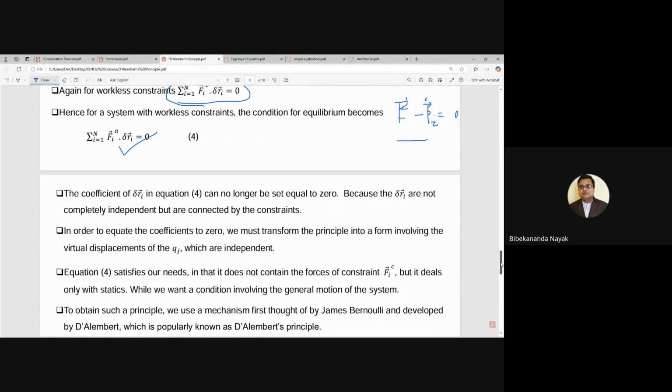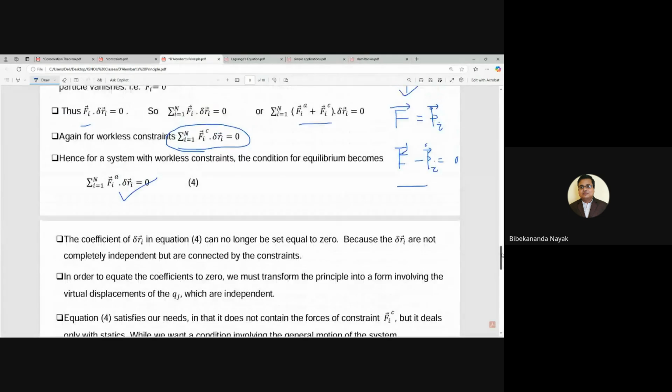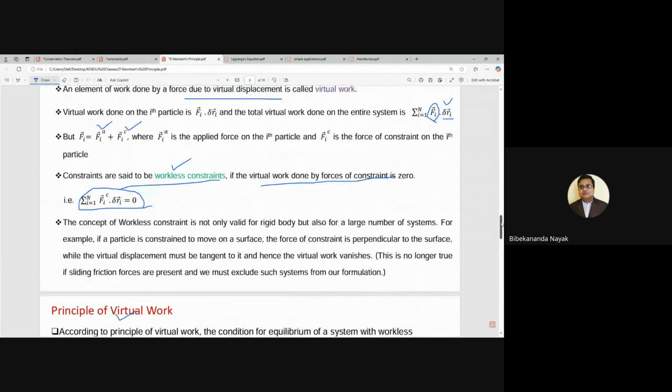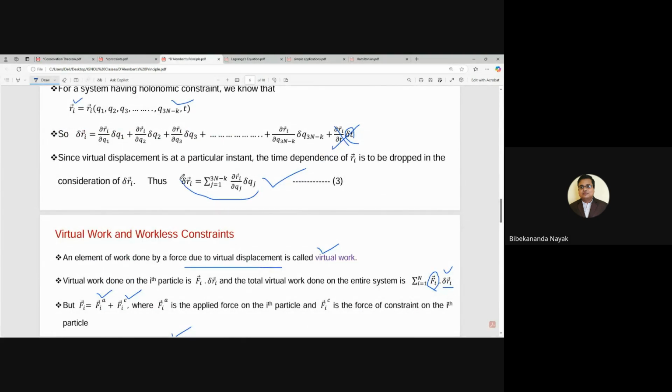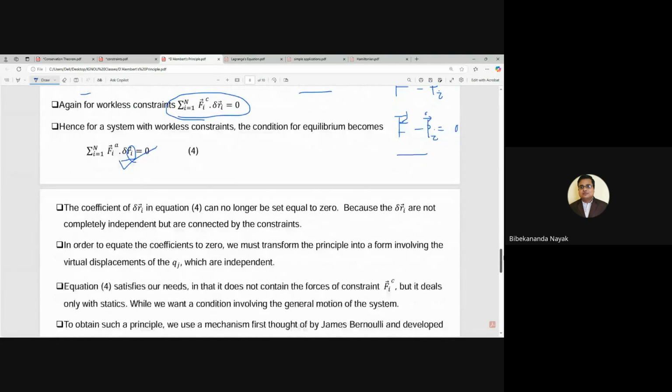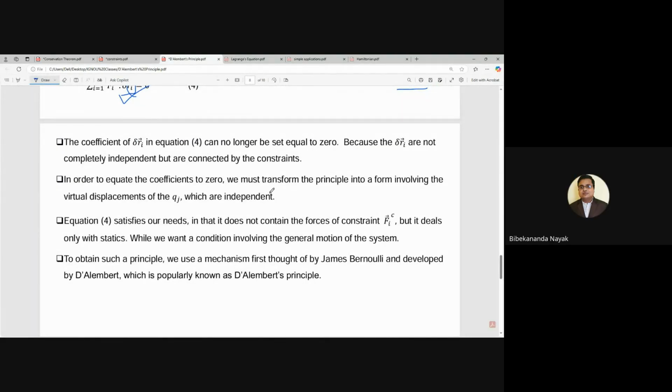So the coefficient of delta ri in the equation can no longer be set to 0, because the delta ri are not independent. The second problem is here: the sum of Fia dot delta ri is equal to 0, but all ri are not independent. They are connected through equations of constraint. So next we have to convert the delta ri to delta qj, as we have already discussed, delta ri can be written in terms of delta qj. The coefficients of all delta qj are 0, because delta qj are independent components. D'Alembert applied these two things: in order to put the coefficients to 0, we transform all delta ri to delta qj.